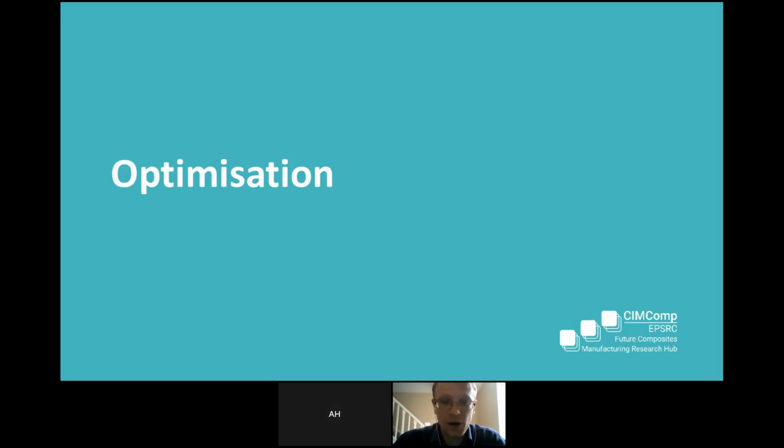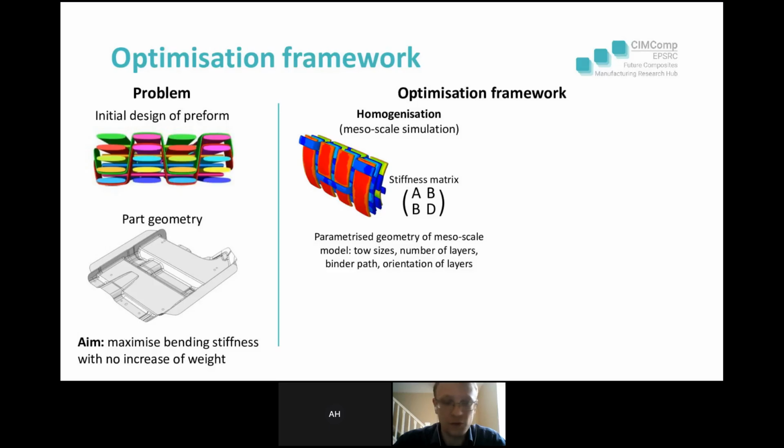So now I'll talk a bit about the optimization routine we use in this project. When we talk about optimization, we have a particular problem in mind. Here we start with a design of a reinforcement and a part geometry. Here it is an automotive floor panel for which we want to maximize the bending stiffness with no increase of weight. In the optimization framework, we start with a parameterized model of the unit cell where we parameterize tow sizes, number of layers, binder path, and orientation of each individual layer.